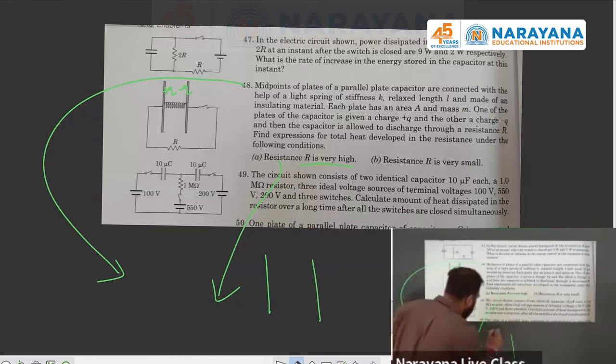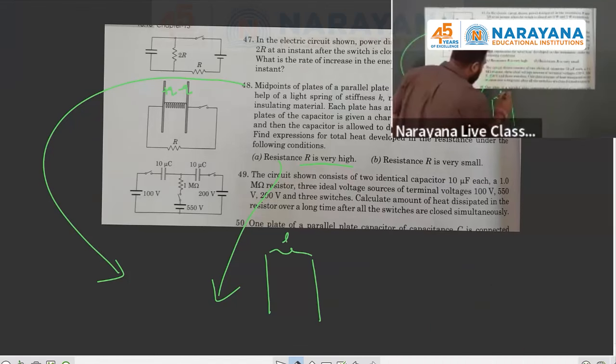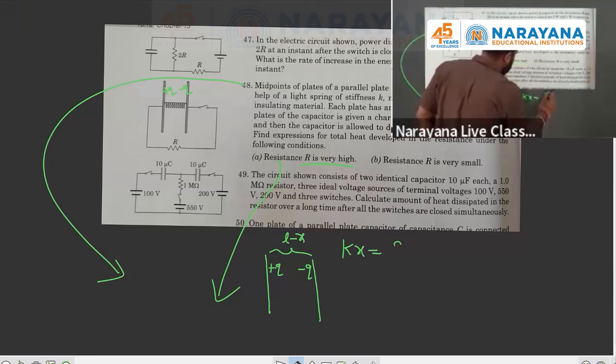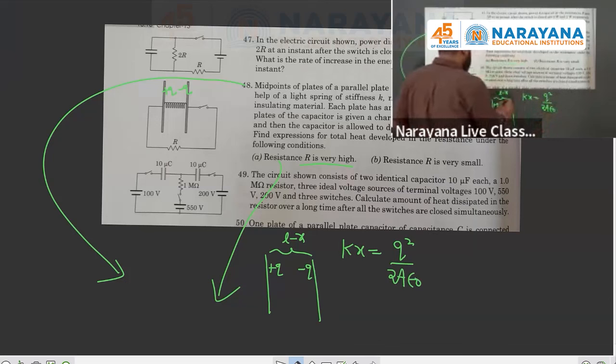And in that state, the length between the plates will be L minus x, and the charge will be plus Q and minus Q. So in that state, you can say that the compressive spring force is getting balanced by Q square upon 2A epsilon naught. And this is Kx. That is my equation number 1.